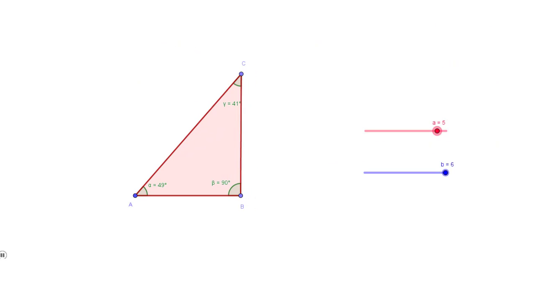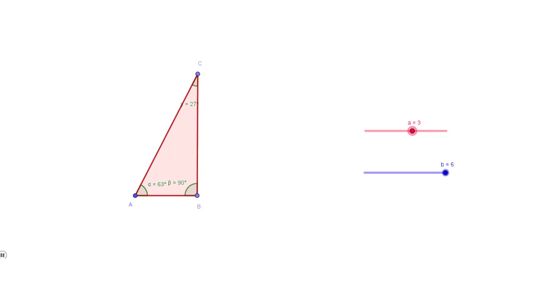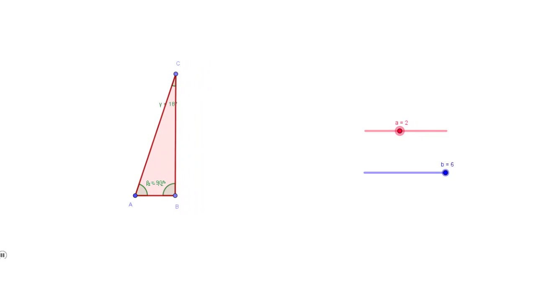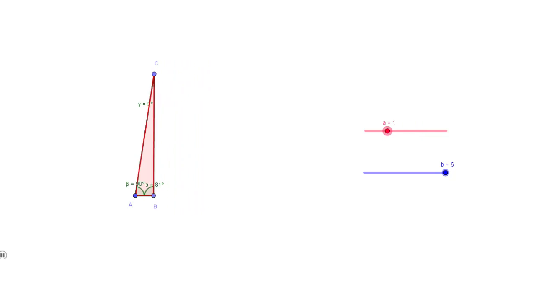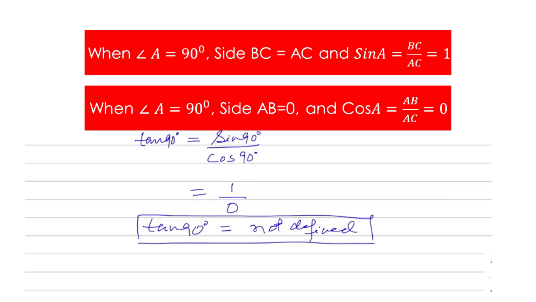When angle A is made larger and larger in triangle ABC till it becomes 90 degrees, angle C is equal to 0 and the side AC is equal to the side BC. Therefore sin 90 is equal to 1 and cos 90 is equal to 0. Therefore tan 90 is equal to sin 90 upon cos 90, which is 1 upon 0. And 1 upon 0 is not defined.